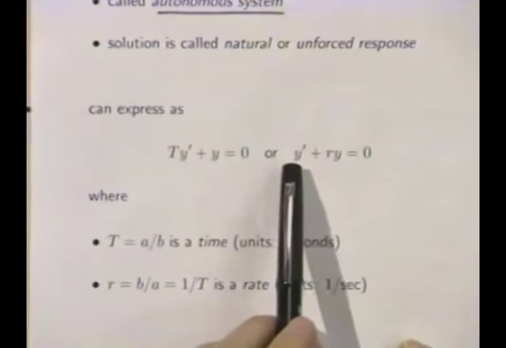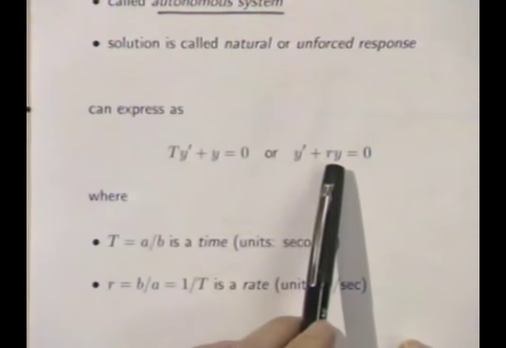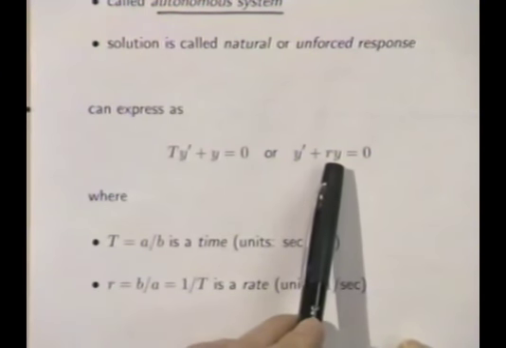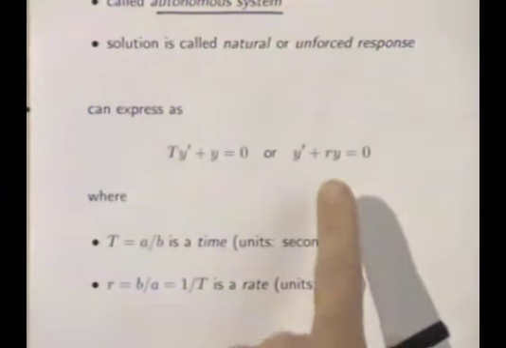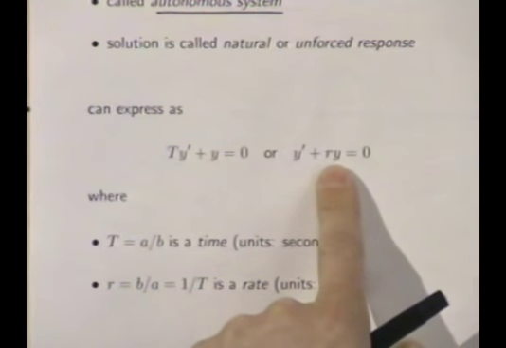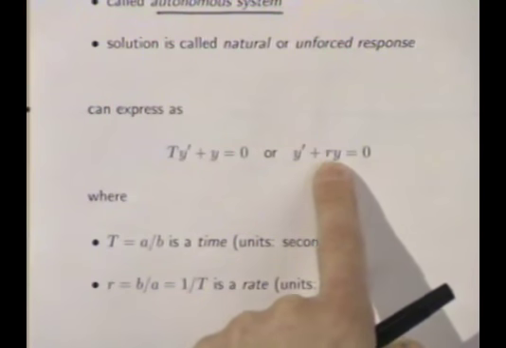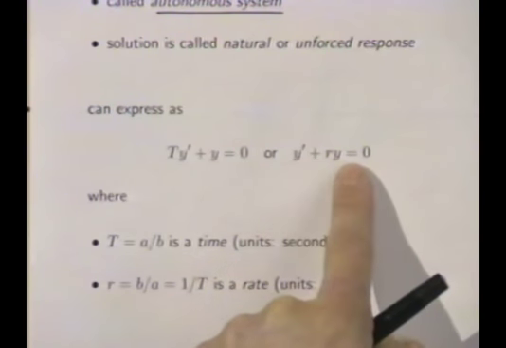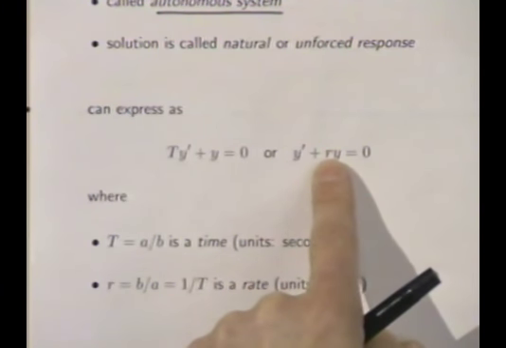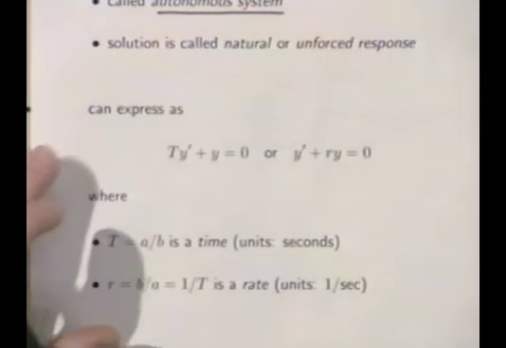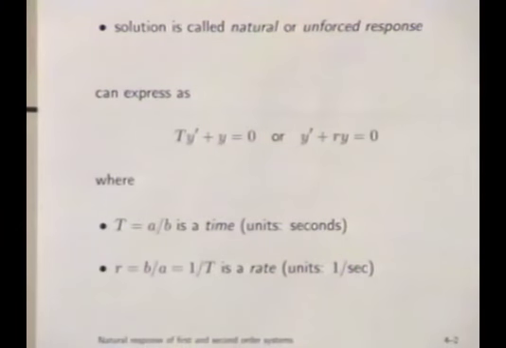Or you can write it this way, y prime plus r y. R is a rate. That's the point. R is a rate. That's why it's called R. R is a frequency, because a frequency is the same as a rate. So here, for example, if y has units of microamps, then this is microamps per second. So R has units of inverse seconds, which is frequency. Okay? So that's how to write this.